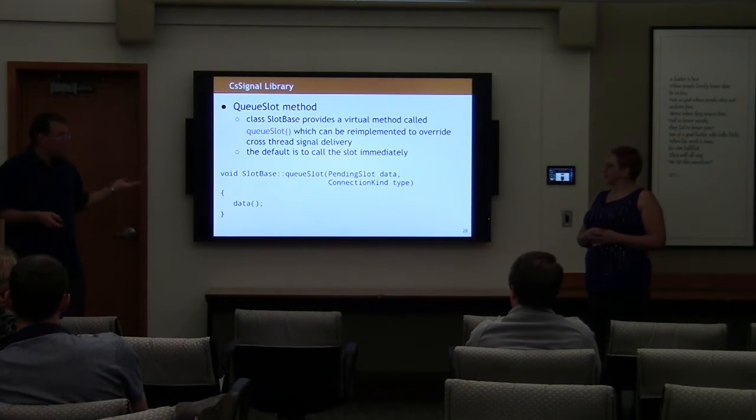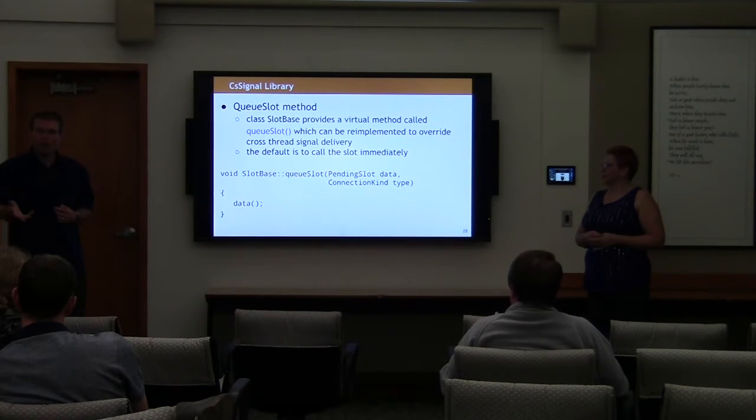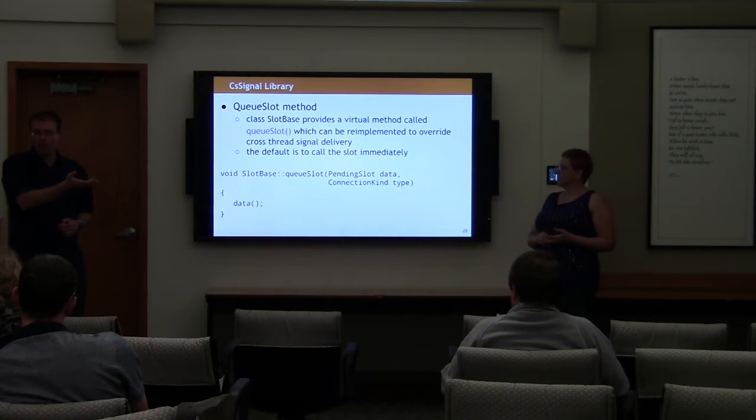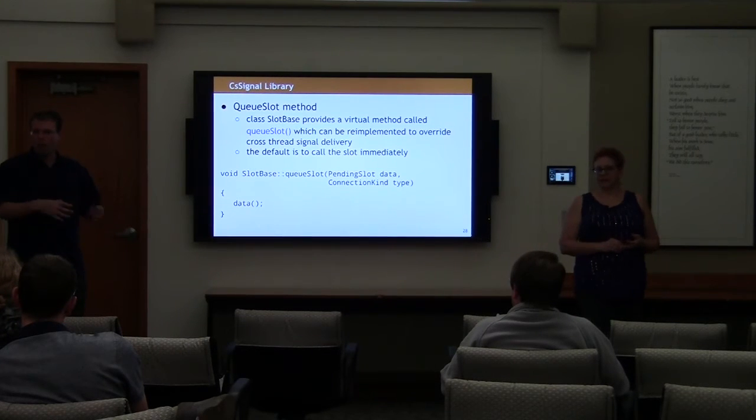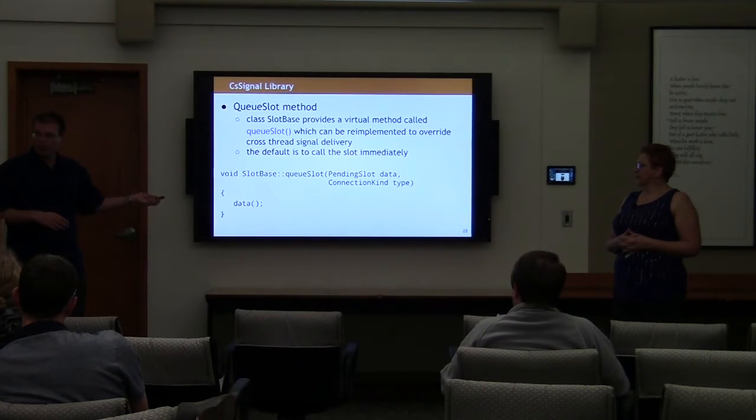So the first one is queue slot. This is how a slot invocation is actually queued. The call. The receiver is in charge of that signal delivery, if you will. So it receives a pending slot, which is a function object that wraps up a bunch of information about the invocation. And the default implementation simply calls it immediately.